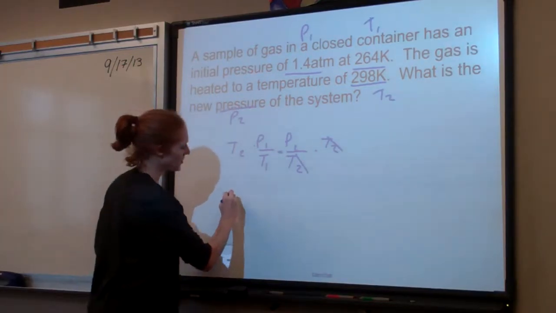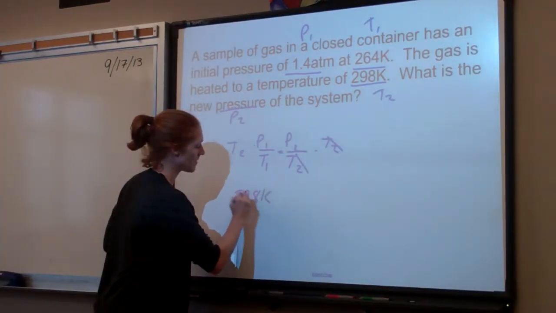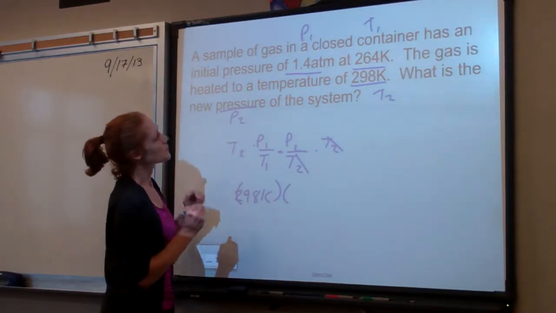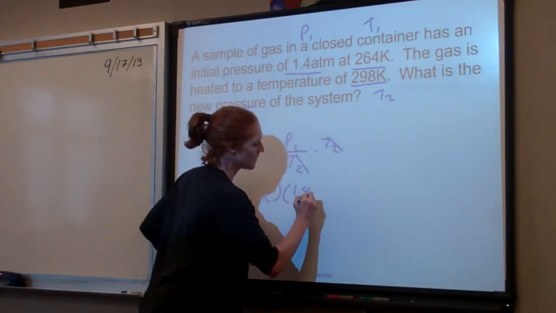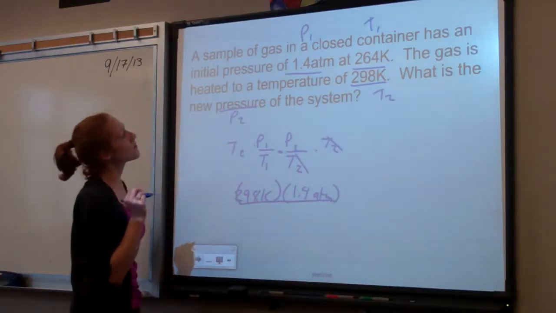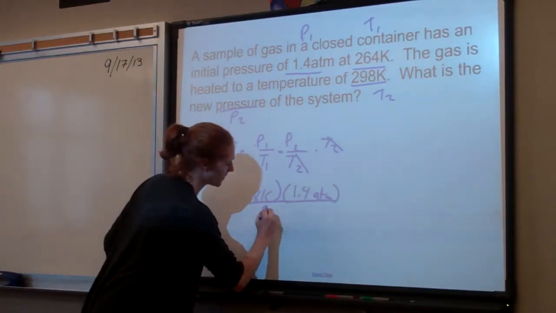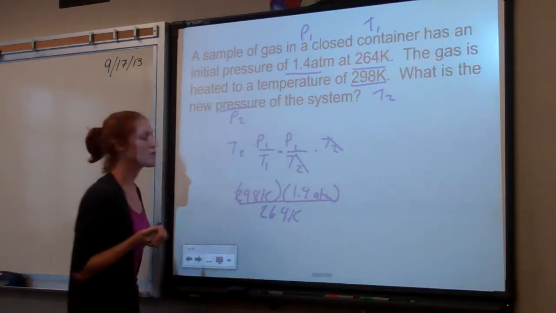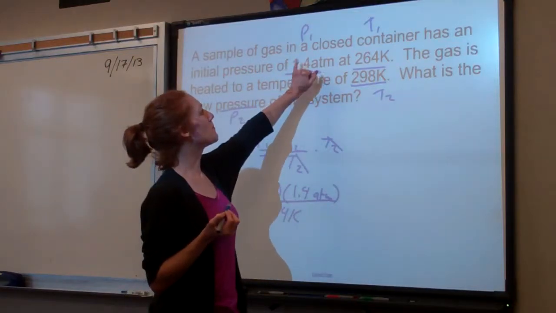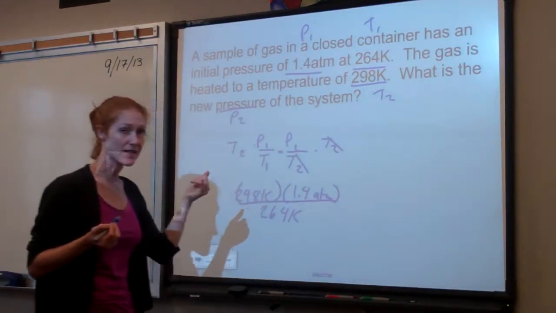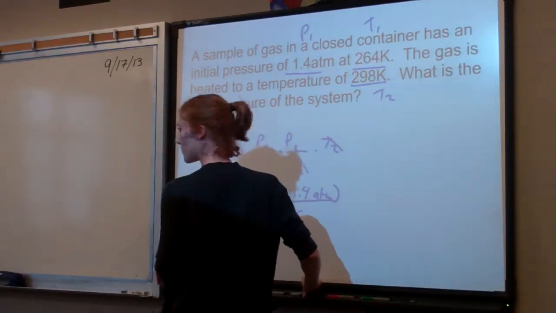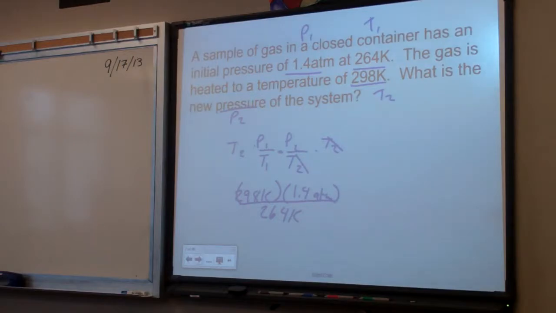So T2 is 298 Kelvin times P1, that was 1.4 ATM, divided by T1, so 264. Okay, I switched rooms and left my calculator in the other room, but let's see. The temperature is increasing, so the pressure increases, and we did a bunch of these, so I'm pretty sure it's 1.6.